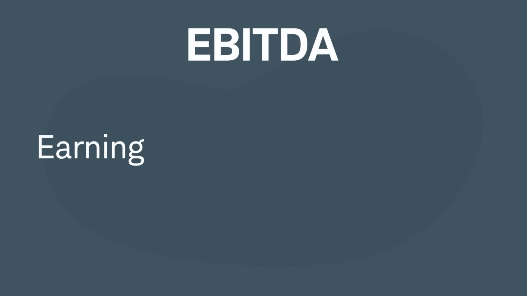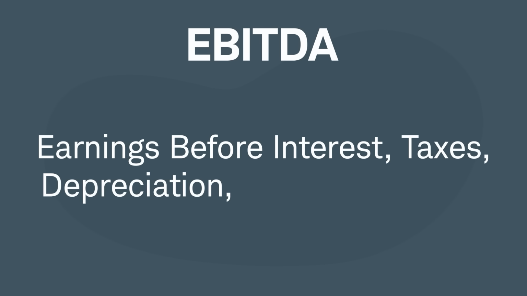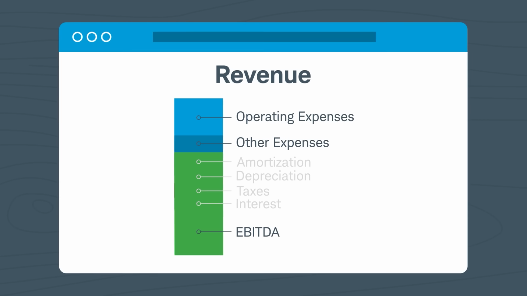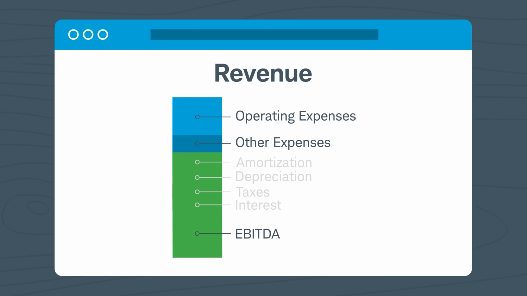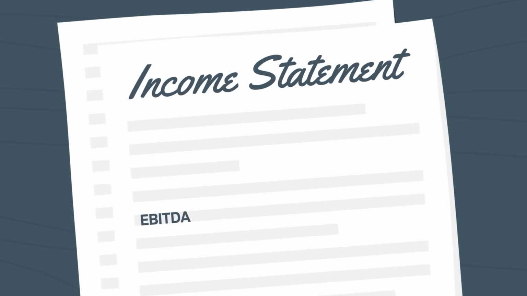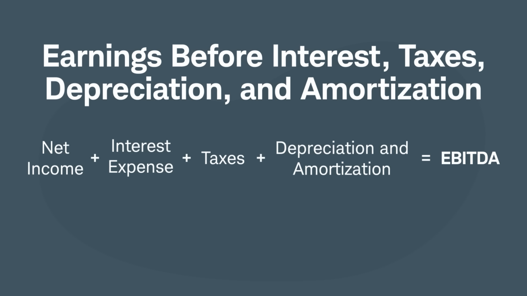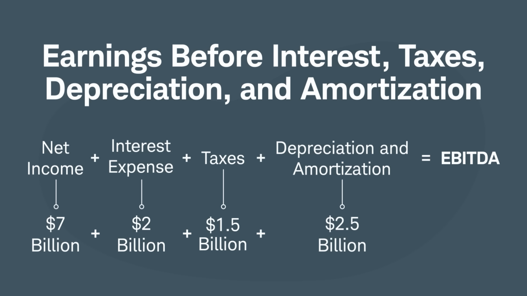The second part of the ratio is EBITDA, which stands for earnings before interest, taxes, depreciation, and amortization. By excluding taxes and expenses, EBITDA focuses on the profits that come from a company's primary operating functions and less on accounting practices. EBITDA can sometimes be found on the income statement, but it's not standard accounting practice to include it, so it may require some calculations. To calculate EBITDA, start with earnings or net income and add back the taxes, interest expense, depreciation, and amortization, which in this example leaves us with an EBITDA of $13 billion.